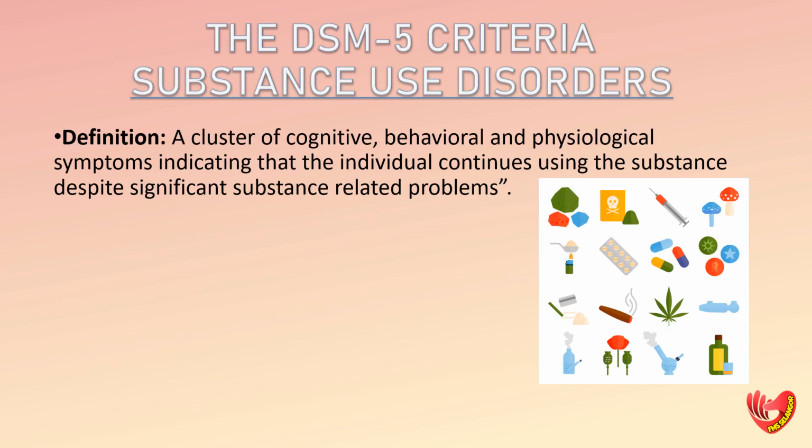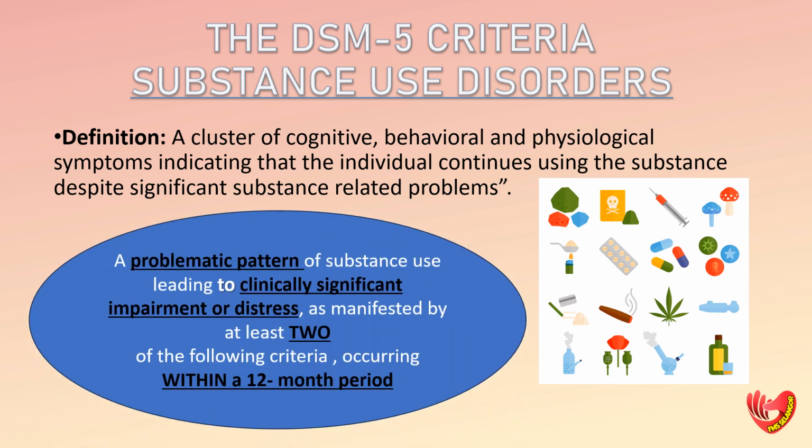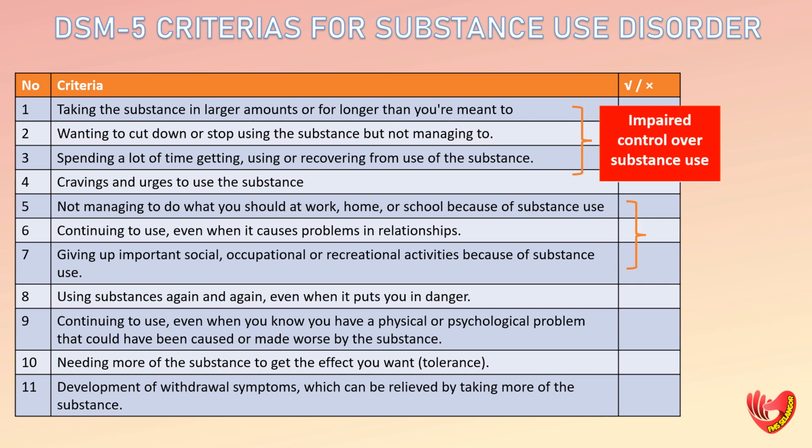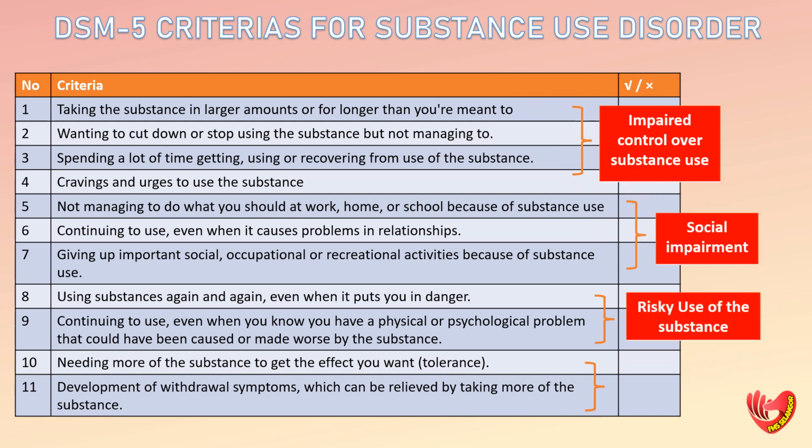The DSM-5, also known as the Bible of Psychiatric Diagnosis, defines substance use disorders as a cluster of cognitive, behavioral, and physiological symptoms, indicating that the individual continues using the substance despite significant problems. The diagnostic criteria can be fulfilled if the symptoms are manifested by at least two of the following criteria within a period of 12 months. These are the 11 listed criteria by DSM-5 that cover impaired control over the substance use, evidence of social impairment, risky use of the substance, and the last two are the pharmacological criteria.